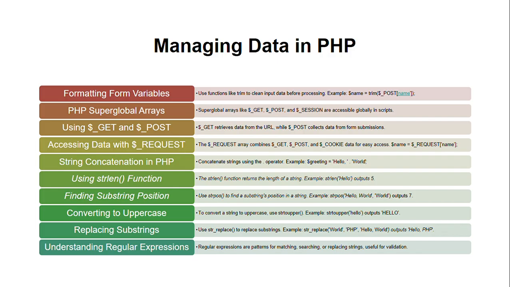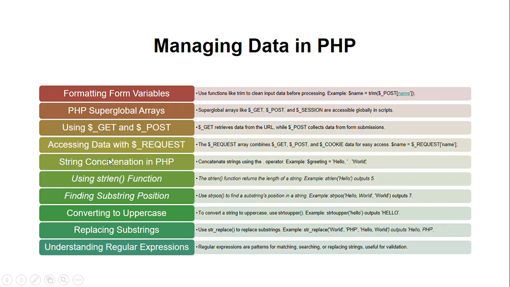Accessing data with the help of $_REQUEST. If I have a form with text boxes or cookies, I can retrieve the cookie values and the form text box values with the help of the request method. So it combines $_GET, $_POST, and cookies. A simple example is $name = $_REQUEST, the super global array method, with the text box name in brackets. From that text box, the value will be retrieved.